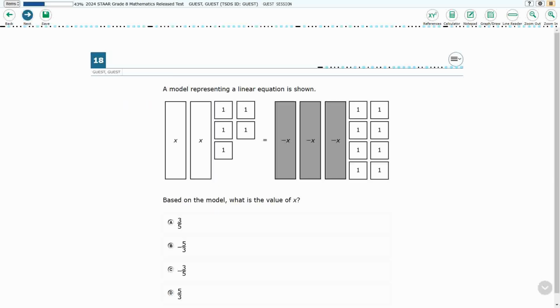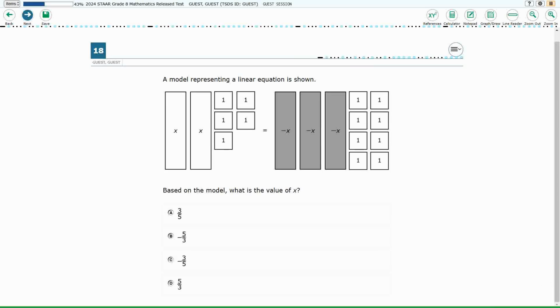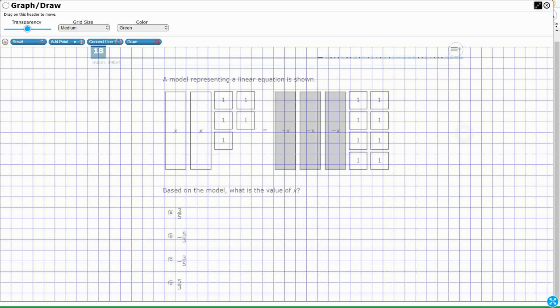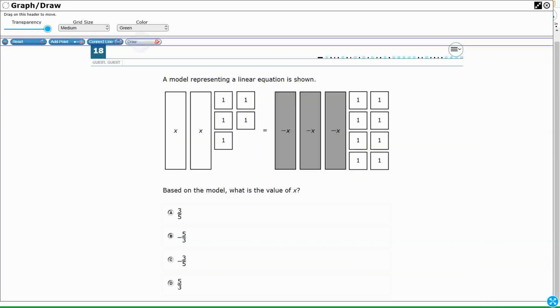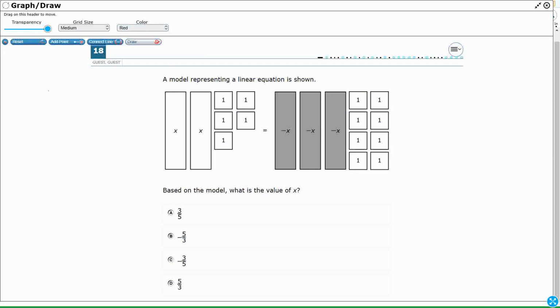Next, for number 18, we are looking at 8.8. See, these are one variable equations, and in this case, we are representing it with some algebra tiles. So we've got this model here. We need to find the value of x. Okay, so there's a few different ways that we can do this, right? So what we want to do is we want to keep a balance on both sides, right?